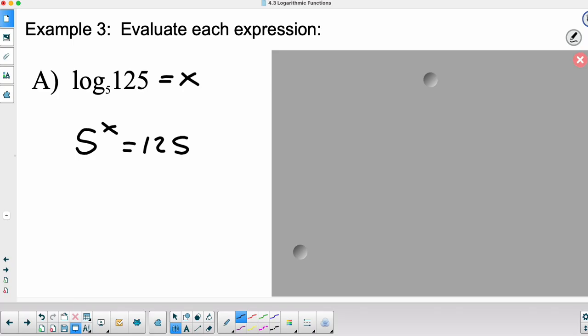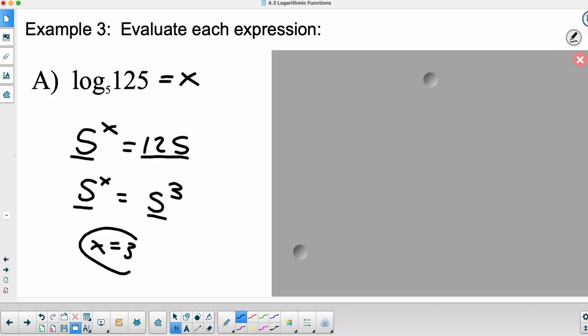But if you can be clever with this, what's the base here? The base is 5. Is there a way that I can write 125 as a base of 5? 5 raised to what power is 125? 5 times 5 is 25. Times 5 more is 125. So 5 to the what power? Third. Again, if I can be clever and think of this, another way to write 125 is 5 cubed. If these are the same base, then what's x going to be? 3. So my answer here ends up being 3. So what's the value of this log base 5 of 125? It's 3. Does that make sense?